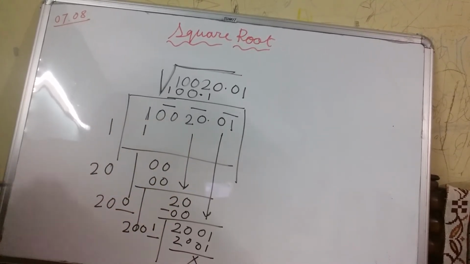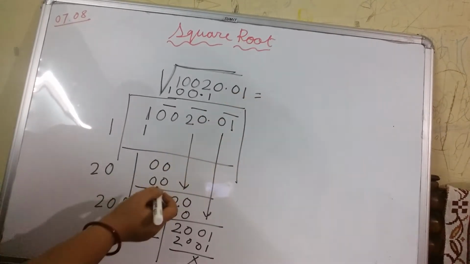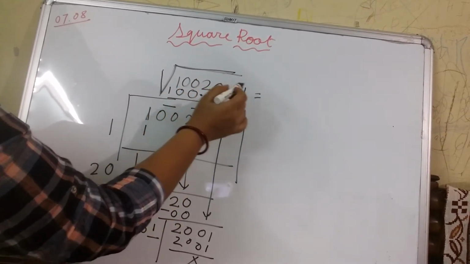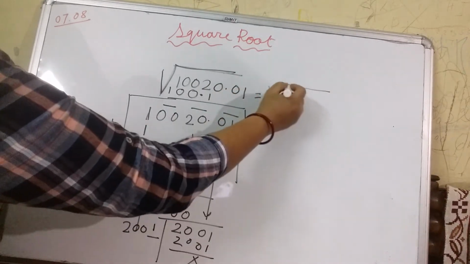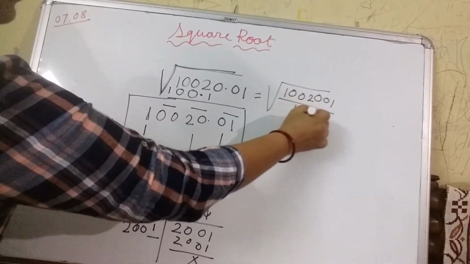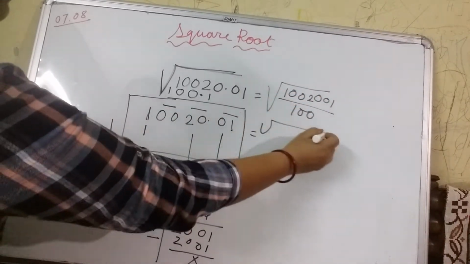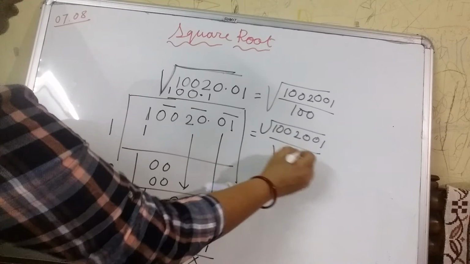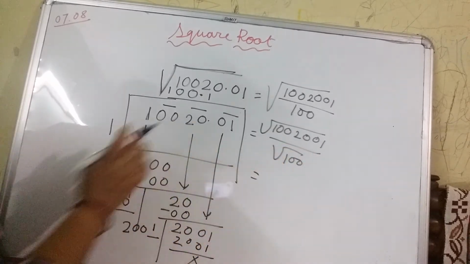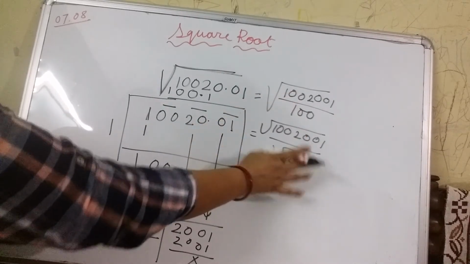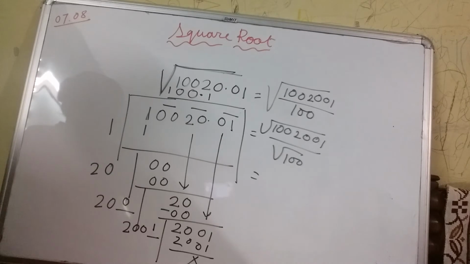Another way you can solve this decimal number, you can convert it into a fraction. So 10020.01 you can write it as 1002001 by 100. Okay, so you can find out the square root of this way also you can do. If you are getting confused, then you can do this way also.